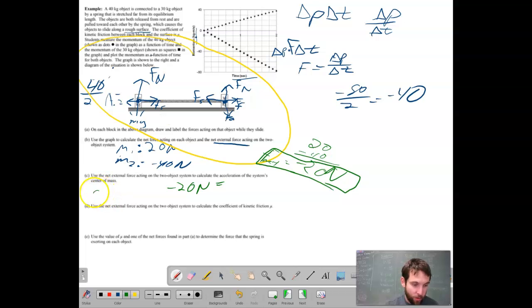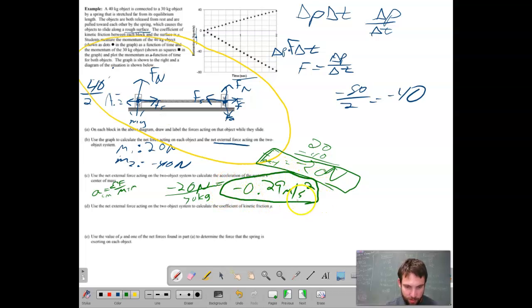remember the equation that we're going to be using is acceleration equals our net force divided by mass. Because we're dealing with the system as one object, that's your net force on the system, divided by your total mass will give you your acceleration for the center of mass. So in solving for the acceleration, we have negative 20 newtons divided by our combined mass of 70 kilograms. Negative 20 divided by 70 is going to give me an acceleration of negative 0.29 meters per second squared, I think. You are free to double check me.